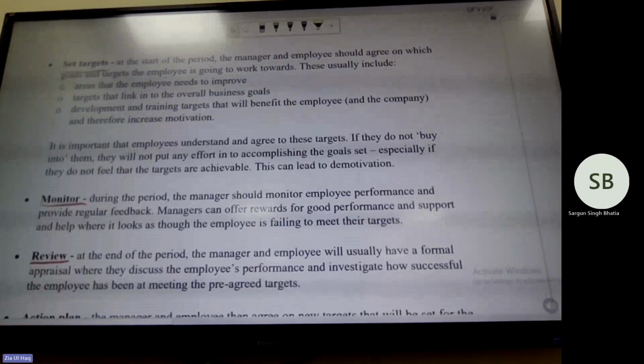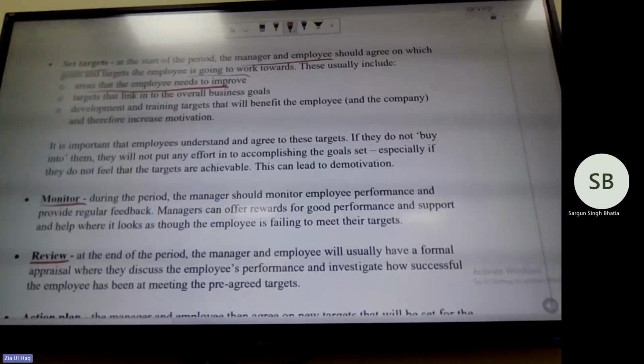So at the start of the period, management and employees should agree on which goals and targets the employee is going to work towards. I mean, the employee should agree with the targets. If he is not willing to accept the targets, those targets will not be met. These usually include areas that the employee needs to improve, so that if he is lacking something, he can ask the management to provide that.